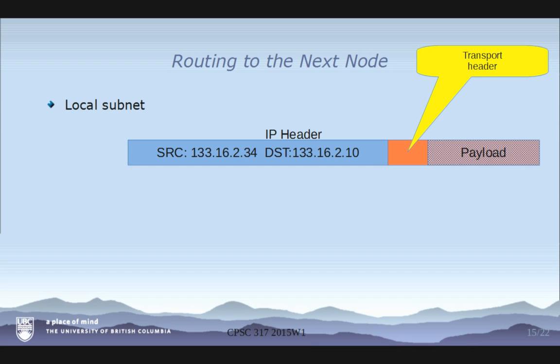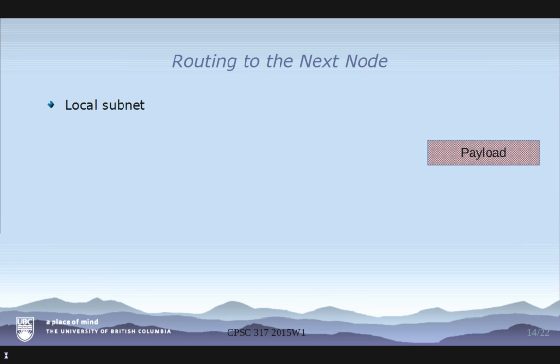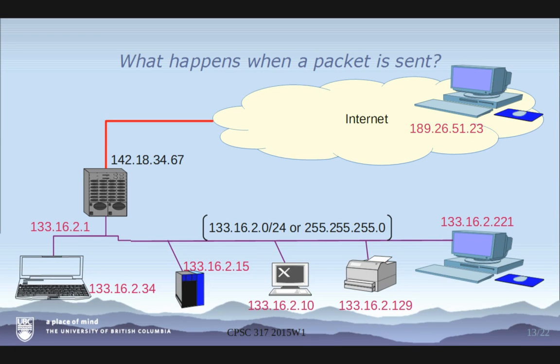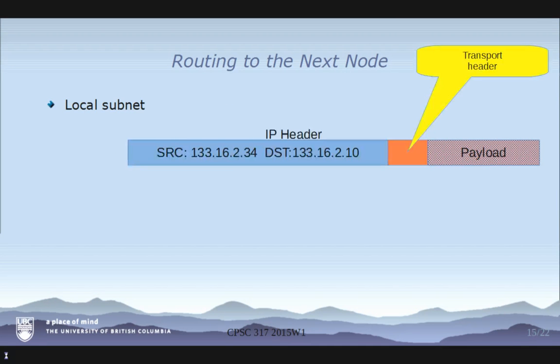In this particular case, suppose we want to send from 133.16.2.34 to 133.16.2.10. If we back up, I should have printed off a slide or something with that. Okay, so we want to go from 34 to 10, then we're going to need the MAC address of that guy there, if I did this properly.